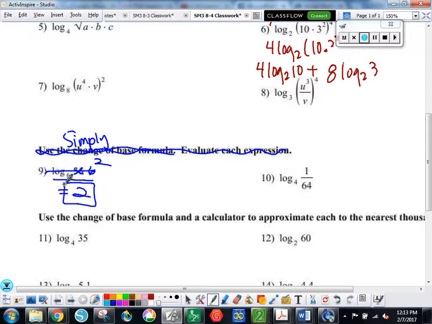Is 64 a perfect 4? 4 to the what? Okay. Is it a perfect 4 though? So this is 4 to the third. And if I want to bring it so it's no longer in the denominator, it would be 4 to the negative 3. So now you have log base 4 and you have 4. They will cancel. And what are you left with?